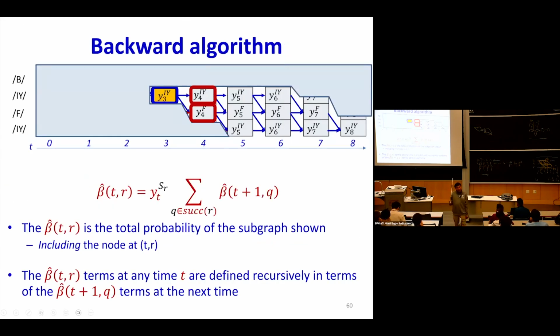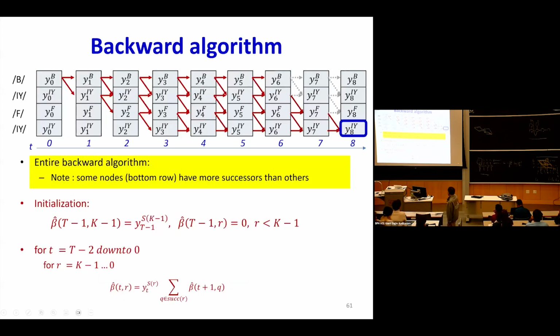The beta hat, which includes the node, at any time is basically the probability of that node itself, right? Times the sum over all of its successors of the betas for the successors. Make sense? Right. And so this gives us our nice little algorithm.